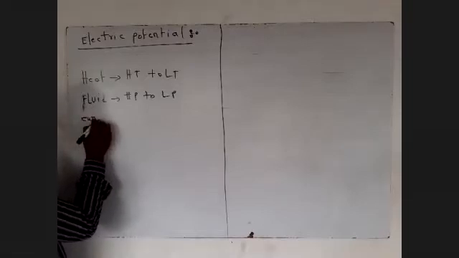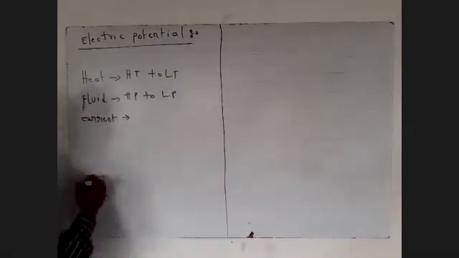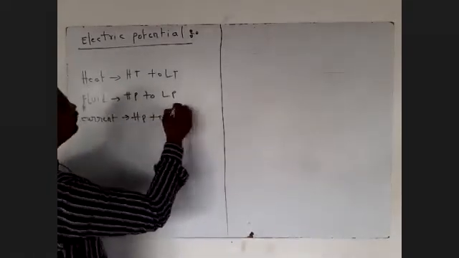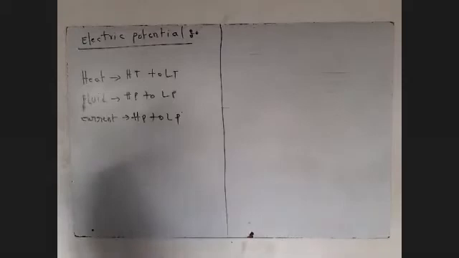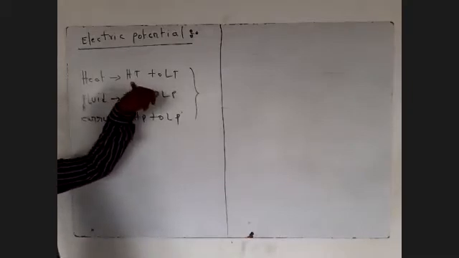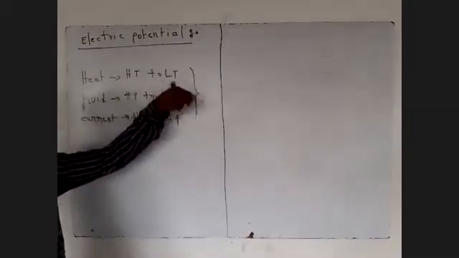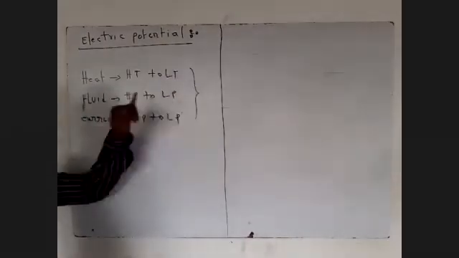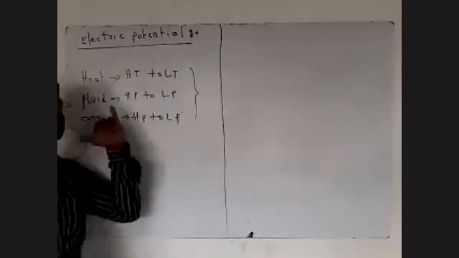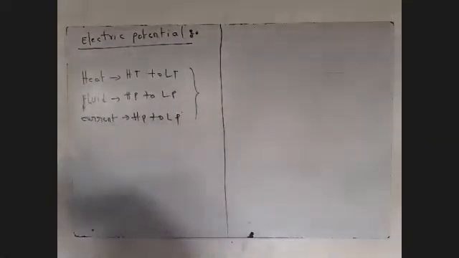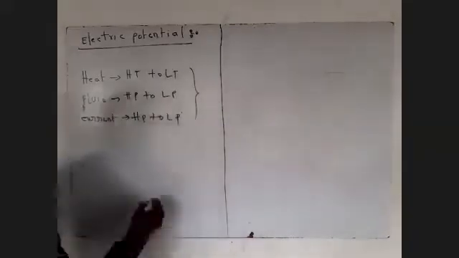At the same time, electric current flows from high potential to low potential. This is a natural phenomenon. Heat flows from high temperature to low temperature, fluid flows from high pressure to low pressure, current flows from high potential to low potential.